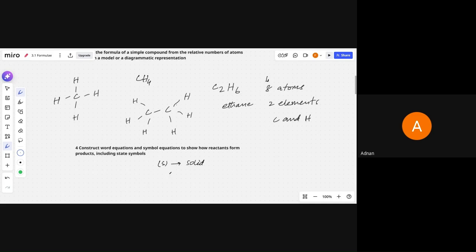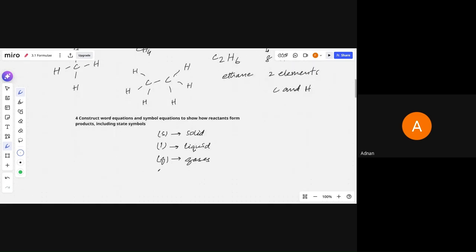I will write the equation for you, so then you will understand. L is for liquid. This is another state symbol, which represents the state of that reactant or the product that is being produced in a chemical reaction. And then we have lowercase g for gases, and aq if something is dissolved in water. So this is aqueous, right? Okay, so these are the state symbols that we usually use in chemical equations.